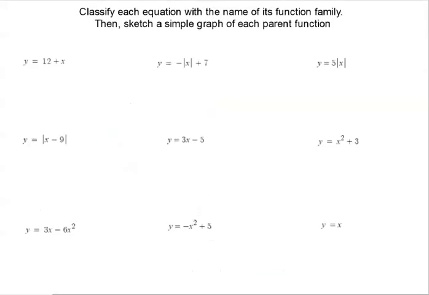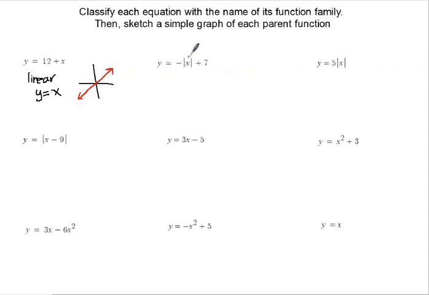Looking at each of these equations, we have some adding, subtracting, multiplying, and dividing, but what we want to do is see, despite the different operations, which of the parent functions do these boil down to? This first one, for example, y equals 12 plus x, we ignore any adding, subtracting, multiplying, or dividing, and we see that this is the function y is equal to x. So that would be a linear function of the form y is equal to x. So if I were to sketch a quick graph, it would be a line through the origin with a slope of 1.